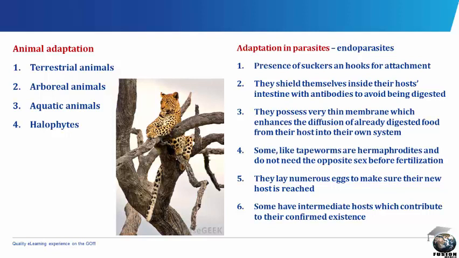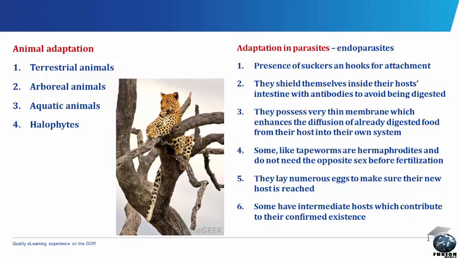Adaptation in parasites, that's the endoparasites. There is the presence of suckers and hooks for attachment. They shield themselves inside their host's intestine with anti-enzymes in order to avoid being digested. Some, like the tapeworms, are hermaphrodites and do not need the opposite sex before fertilization. They possess a very thin membrane which enhances the diffusion of already digested food from their host into their own system. Some have intermediate hosts which contribute to their confined existence, and they lay numerous eggs to make sure their new host is reached.